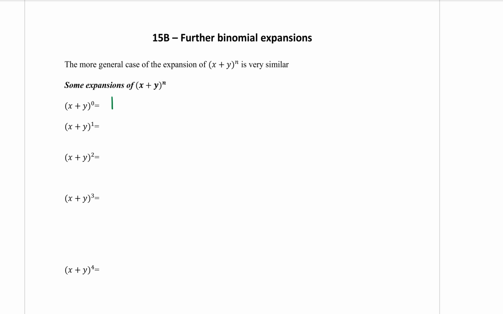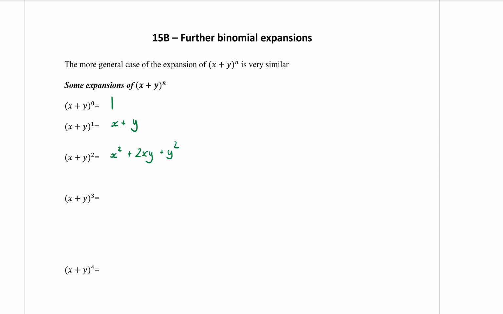X plus y to the power of 1 is simply x plus y. X plus y all squared, expanding that with the short method, x times x is x squared. X times y doubled is 2xy. And y times by itself is y squared.